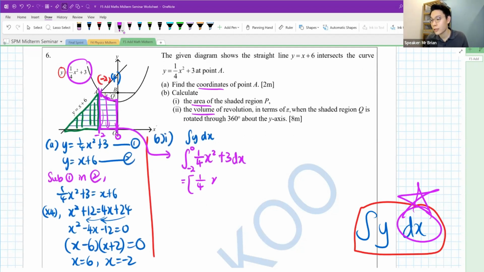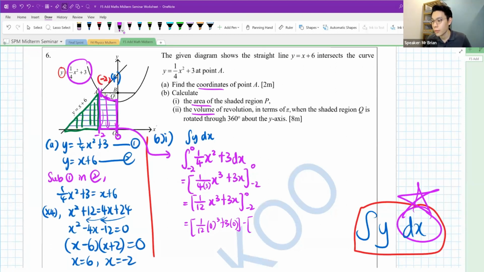Power plus, power divide. When I say divide, I just put down here good enough. As long as you put down there, it means divide already. So you don't have to write the whole thing divide like that again, actually. Okay, it will be easier to manage. And then you sub in 0, and also you sub in -2. You get 0 minus.